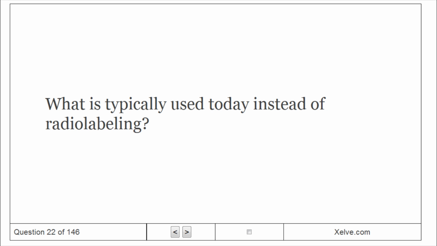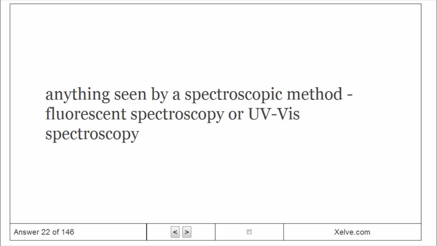What is typically used today instead of radiolabeling? Anything seen by a spectroscopic method, such as fluorescent spectroscopy or UV-vis spectroscopy.